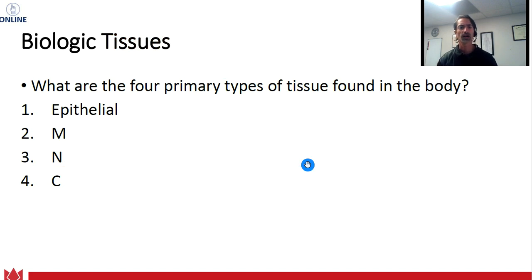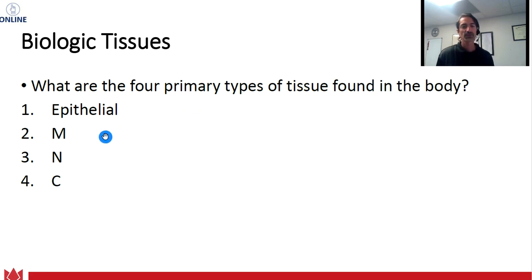Within the body, there's multiple tissues involved with this. So there's 4 primary types of tissues found within the body. Let me see if you could take some time to figure out what these are. So there's epithelial tissue, skin and lining other structures. What other types of tissues are found within the body?